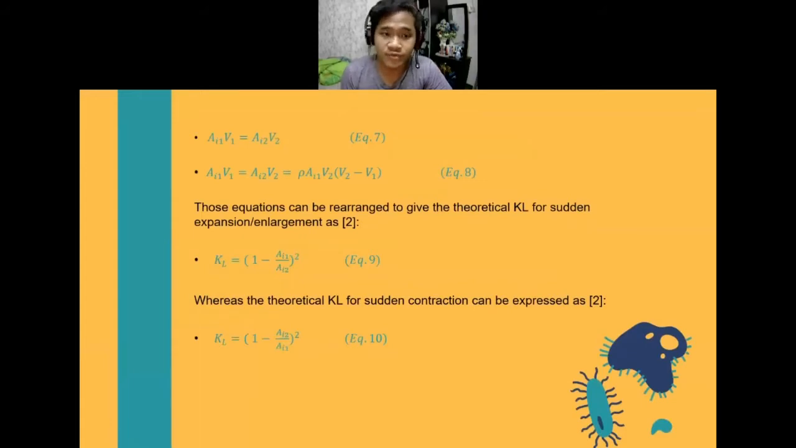The equations that are involved are A1 V1 equal to A2 V2 in equation 7, and P1 A1 minus P2 A2 equal to rho A1 V1 bracket V2 minus V1 in equation 8. Those equations can be rearranged to give the theoretical KL for sudden expansion or enlargement as KL equal to bracket 1 minus A1 over A2 bracket squared in equation 9, whereas the theoretical KL for the sudden contraction can be expressed as KL equal to bracket 1 minus A2 over A1 bracket squared in equation 10.